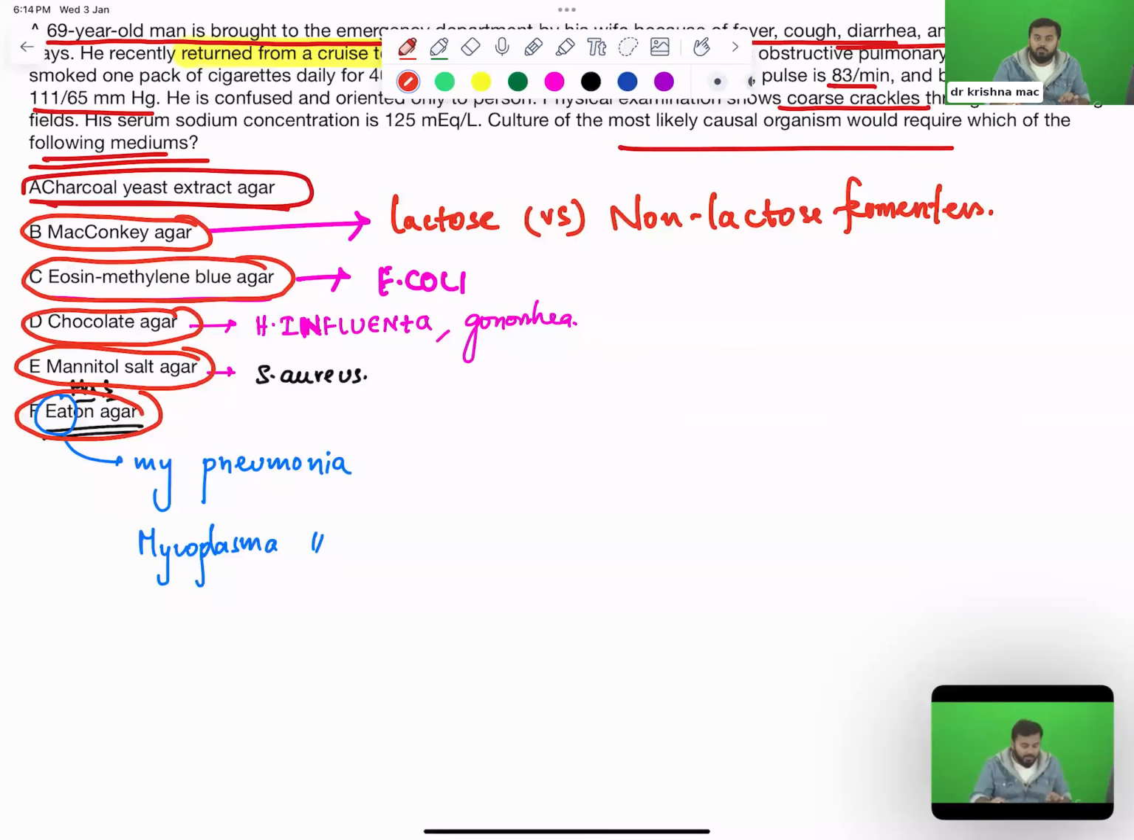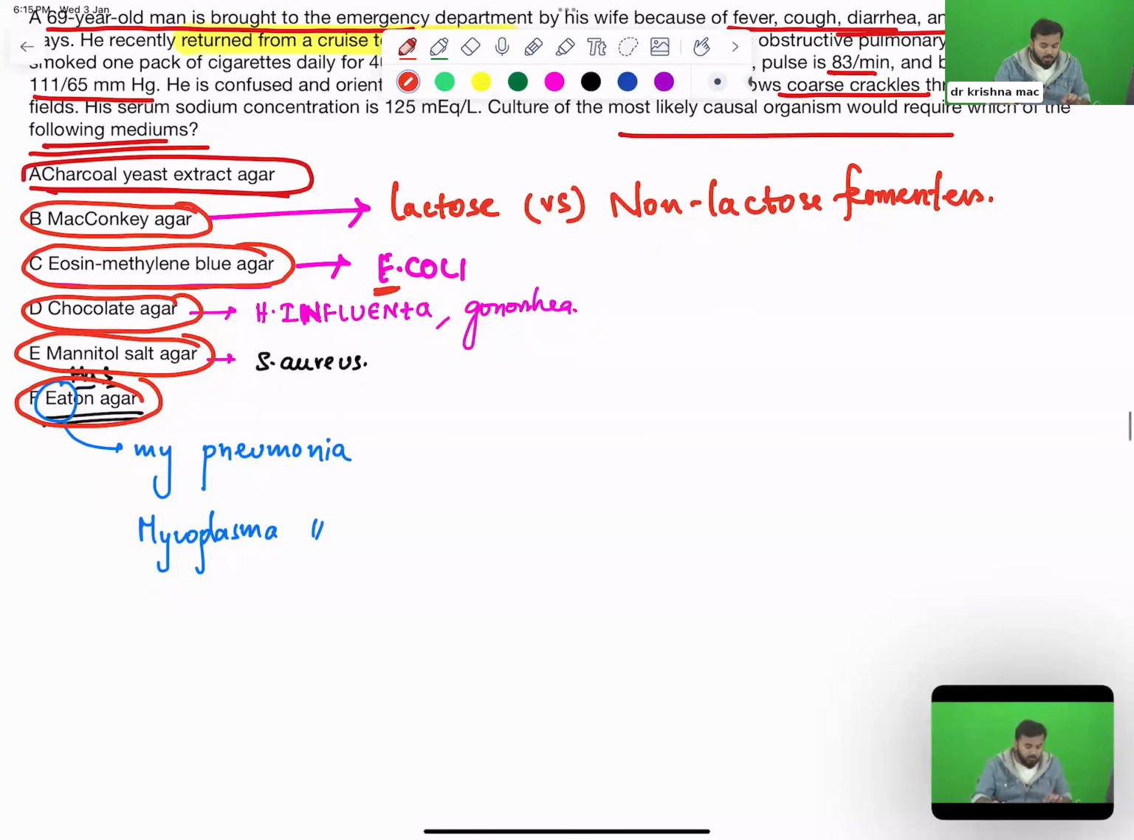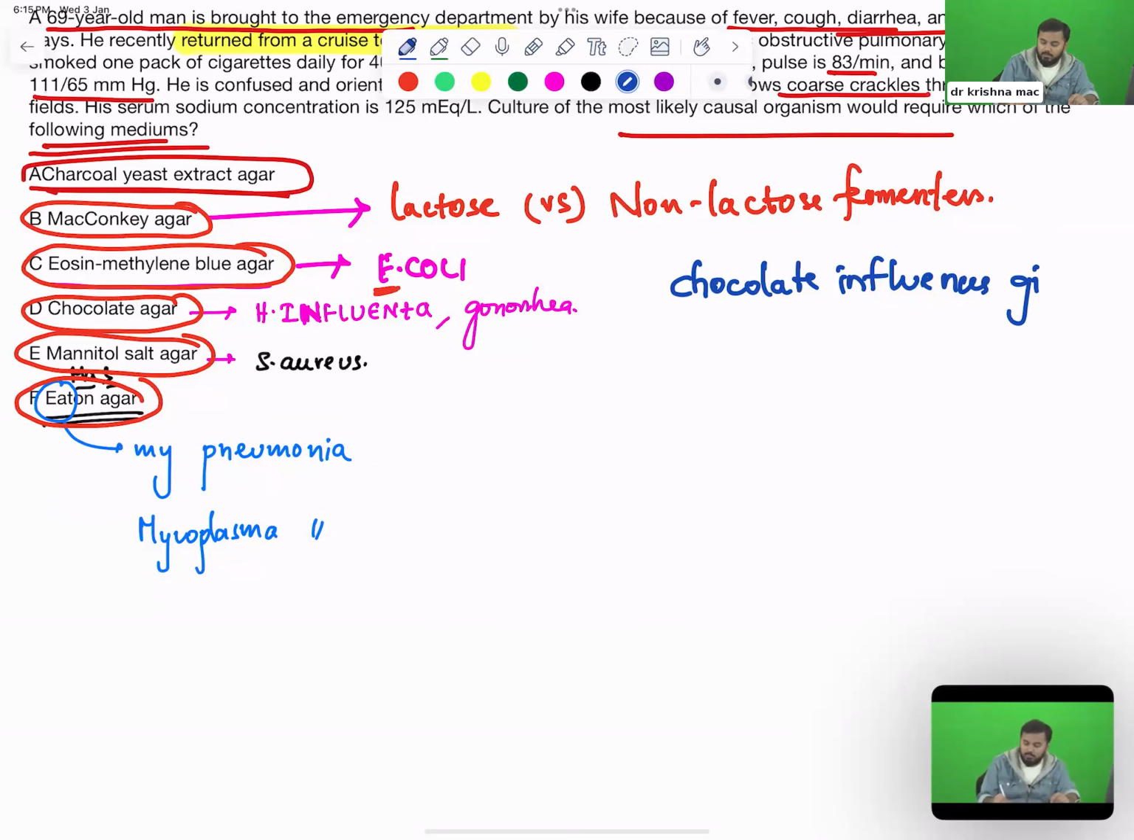Next important thing is eosin methylene blue. E stands for eosin, E also stands for E. coli. Remember that way. Chocolate agar, how do you remember this? Chocolate influences girls. Chocolate is chocolate agar, influences is Haemophilus influenzae, and girls here is gonorrhea. Clear all of you?